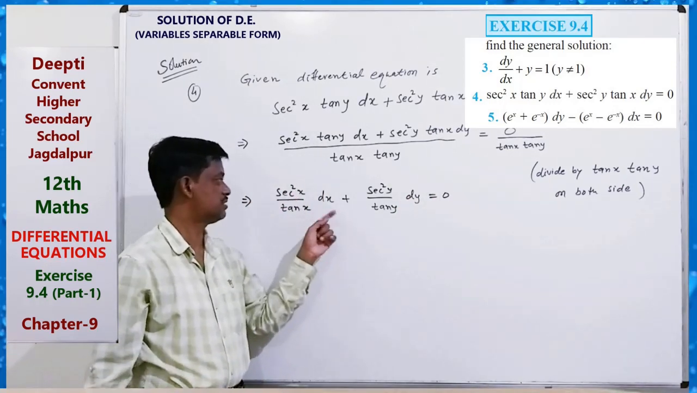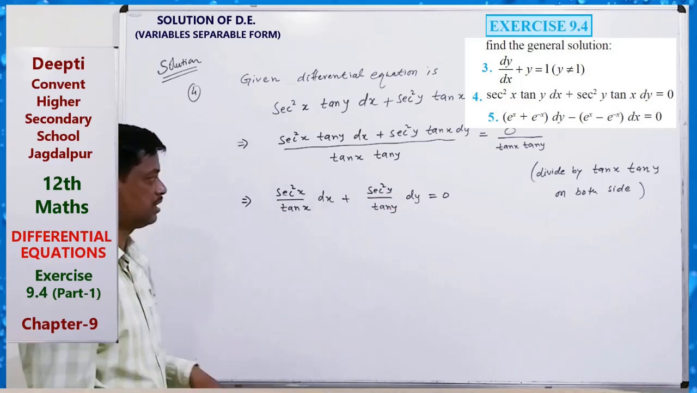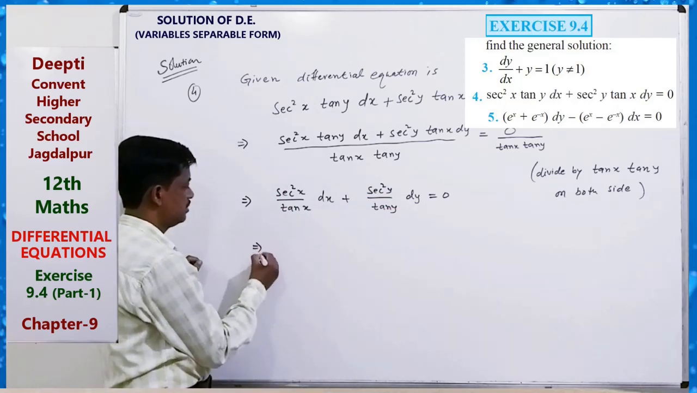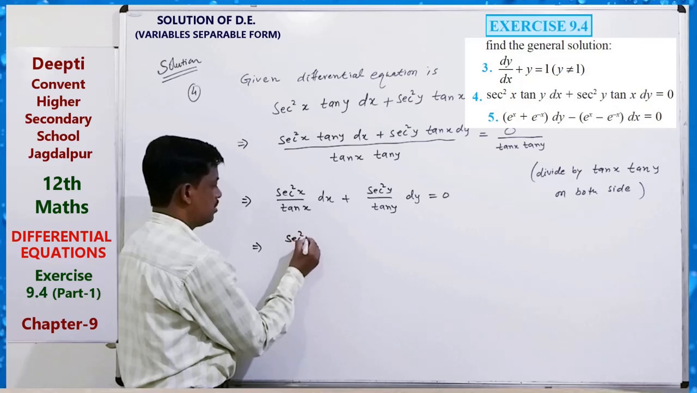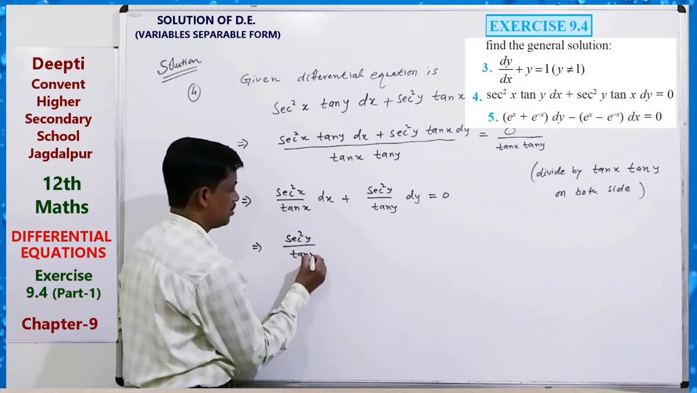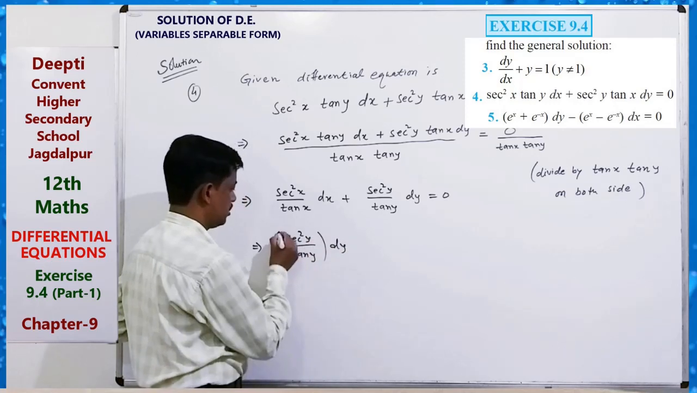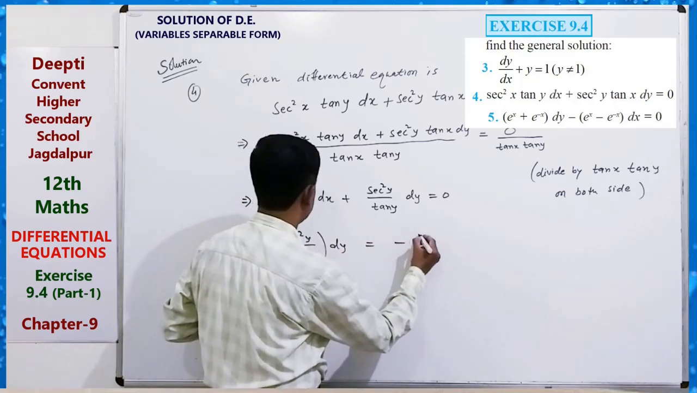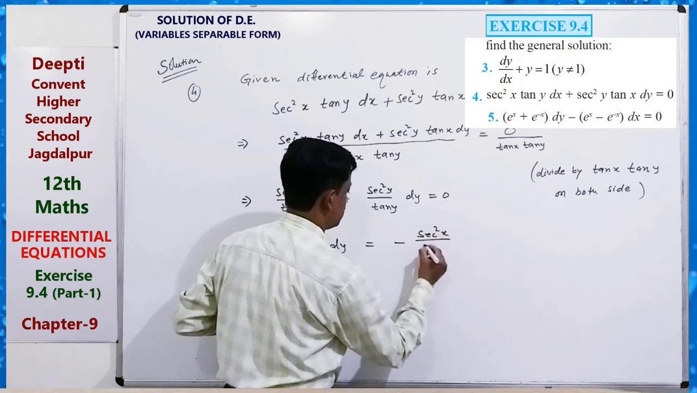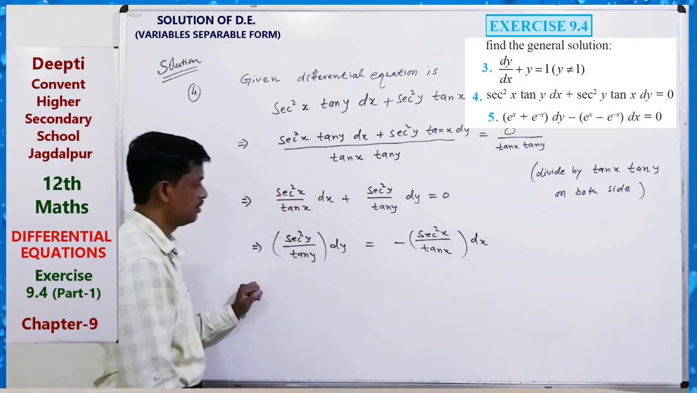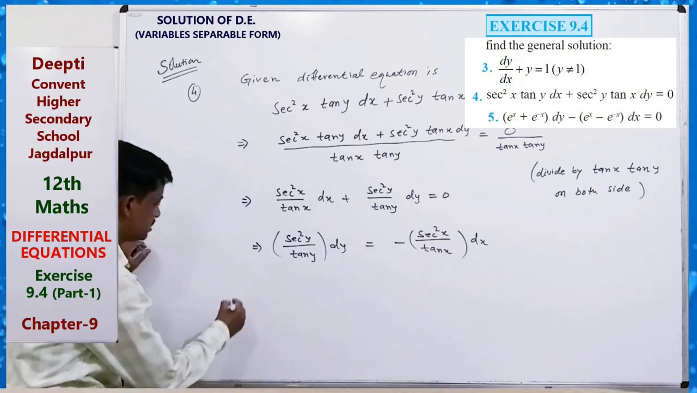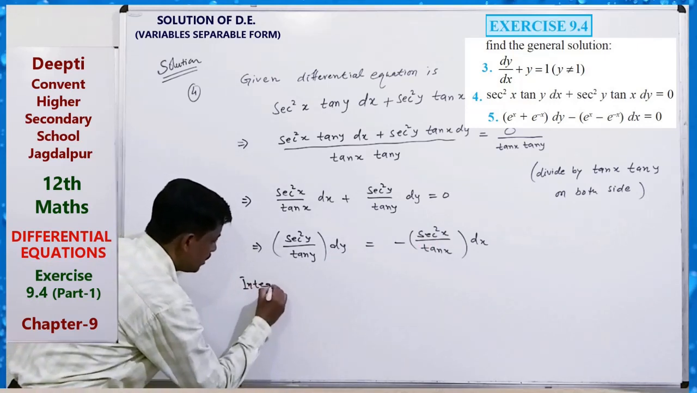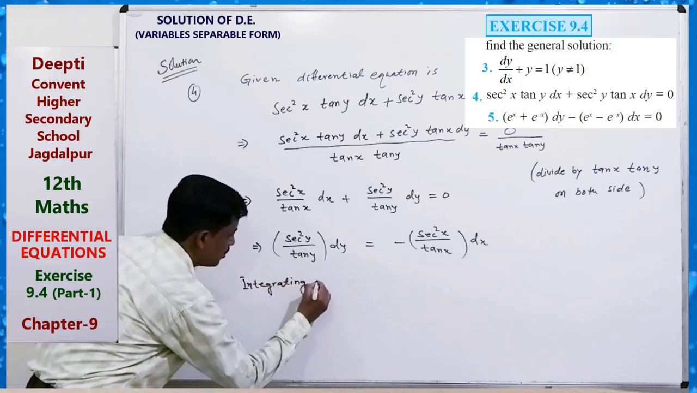Now this is a function of x with x and a function of y with y, the separable form. So we can write it just like this: sec square y upon tan y dy equals minus of sec square x upon tan x dx. Separable form, y with y and x with x. So integrate on both sides.